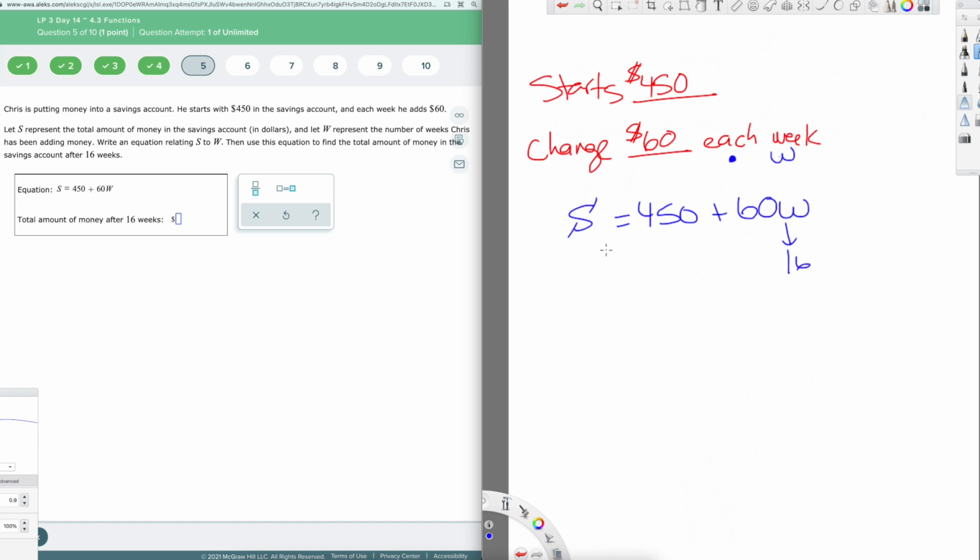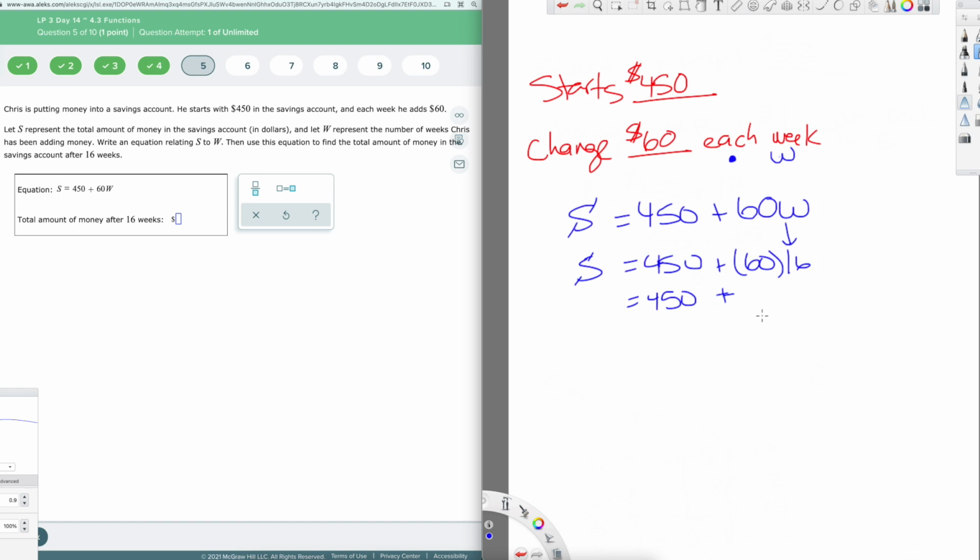So now they're asking me at 16 weeks. So I know W is 16, because remember that means week. So I'm going to do the multiplication here. And I'm going to see what is S, which is the total amount of money in the account. What is it after 16 weeks? So I still have my $450. That's what Chris started with here. And now we need to do 60 times 16.